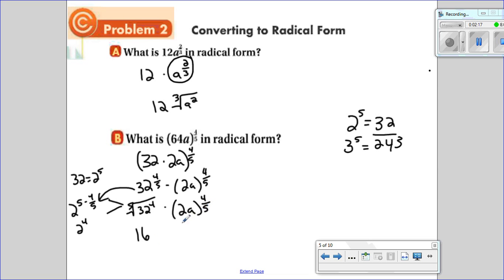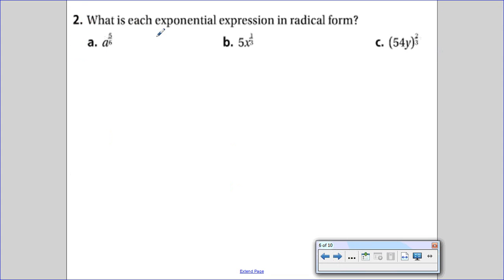And how would we rewrite that? Well, the 5 would come out. That would become a root. And 2a would stay underneath, raised to the 4th power. And that is simplified in radical form. Remember, they're looking for radical form. Radical form is when it is underneath the radical symbol.